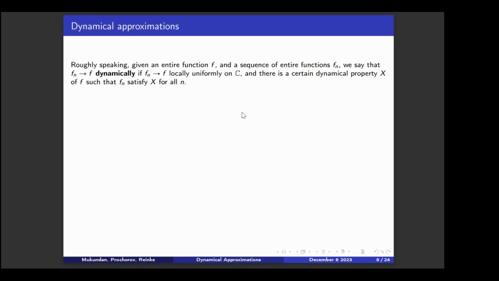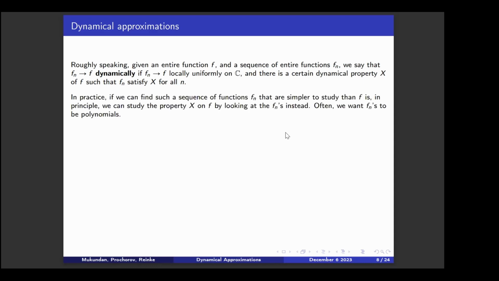So let's also just define what I mean by a dynamical approximation. Roughly speaking, if you have an entire function f, and a sequence of entire functions fn, for the purpose of this talk, I will say that fn converges to f dynamically if, first of all, there is locally uniform convergence on the plane, so fn converges to f locally uniformly, and there is a certain dynamical property x of f, which all the fn's also satisfy. So you want convergence in some dynamical sense. That's just what I mean by converging dynamically.